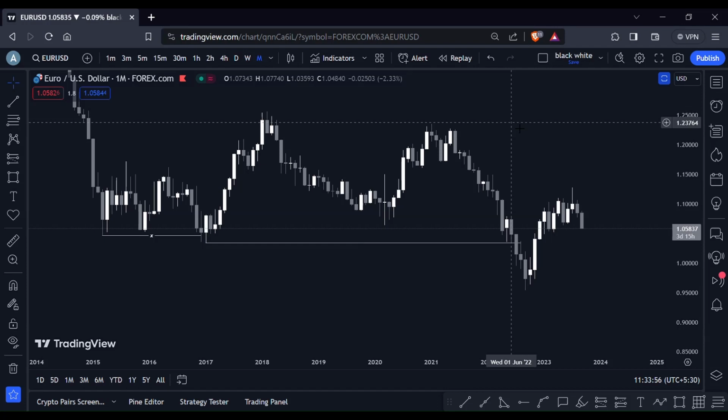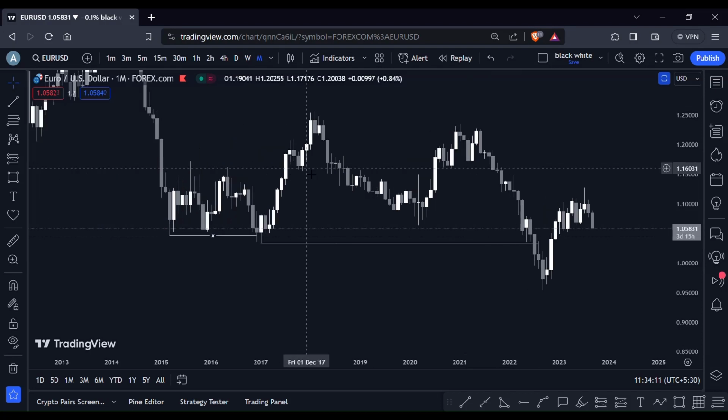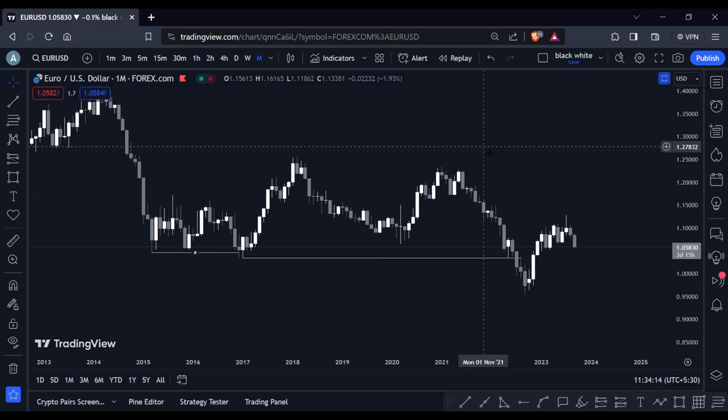So today I'm going to do a Euro USD chart analysis for today's trade. So let's get started. This is the liquidity taken leg for the monthly level, and we have broken this monthly level, which confirms that we are in a bearish trend in Euro USD for the monthly.